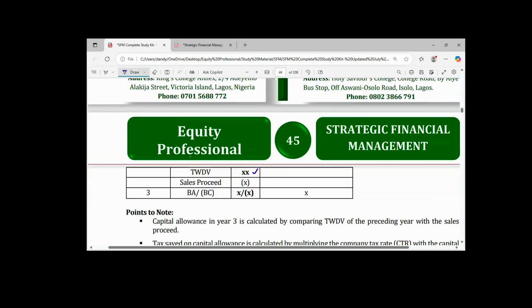We're assuming that this asset has 3 years life. So year three is the final year of the asset. At this final year, you need to compare the sales proceeds with the tax written down value. So let's say this is the sales proceed. You less the sales proceed from the tax written down value from the preceding year. If the tax written down value is greater than the sales proceed, it is called balancing allowance. But if the sales proceed is higher than the tax written down value, it is called balancing charge. All right, so that is what you need to do.